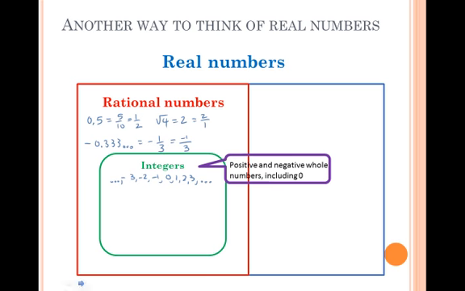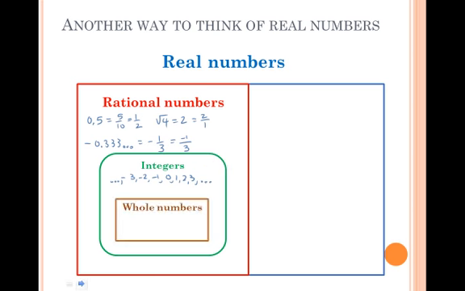Within the integers, we have a subset which is called the whole numbers. The whole numbers include 0, 1, 2, 3, and so on. It continues forever in the positive direction.